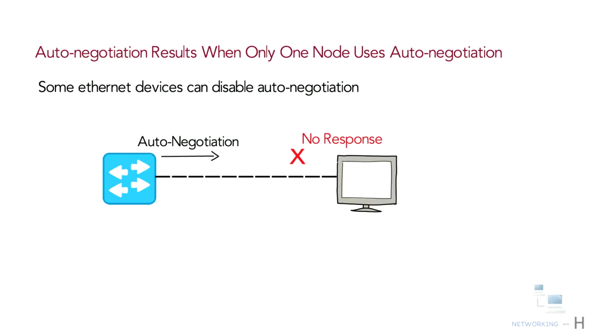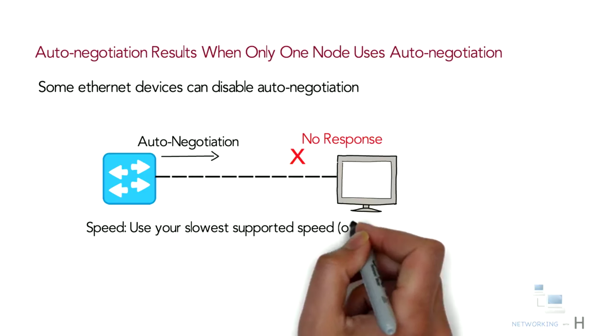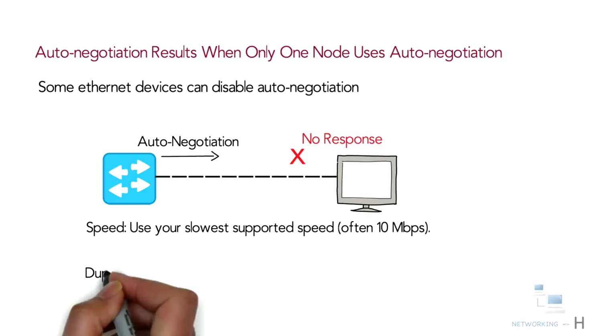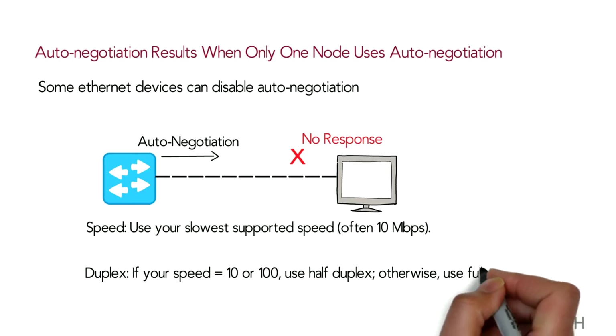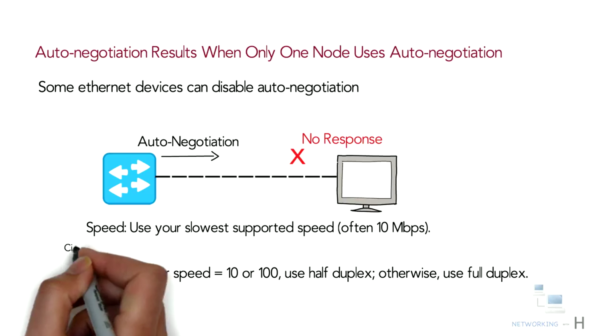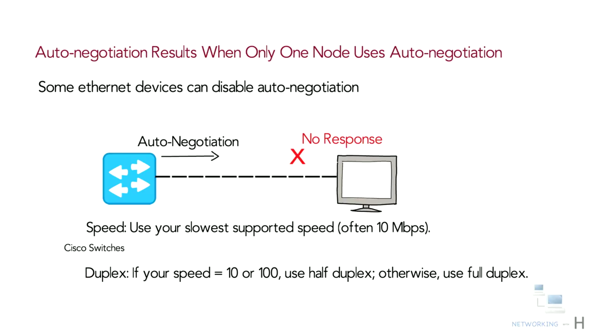The rules are such. Speed: use your slowest supported speed of 10 Mbps. Duplex: if your speed is 10 or 100, use half duplex. Otherwise, use full duplex. Cisco switches can make a better choice than that base IEEE speed default because Cisco switches can actually sense the speed used by other nodes, even without IEEE auto negotiation.